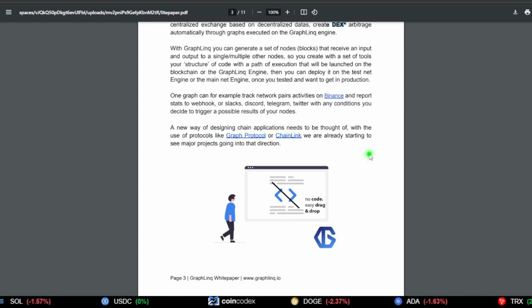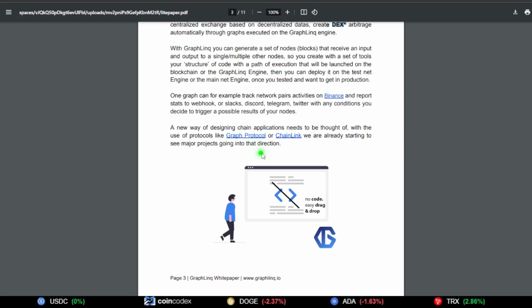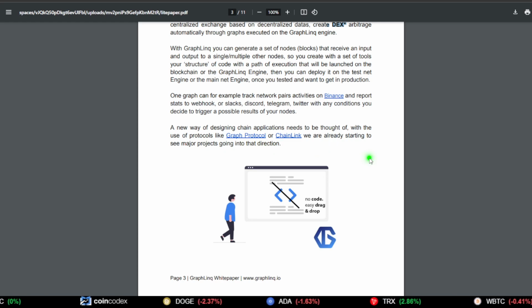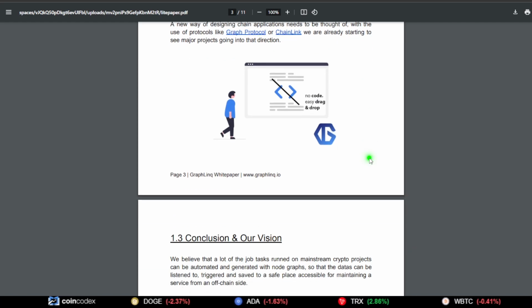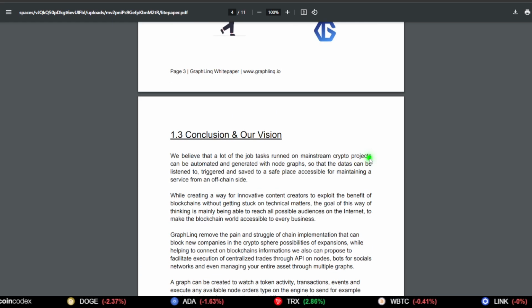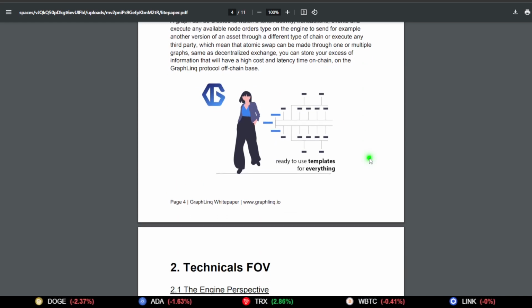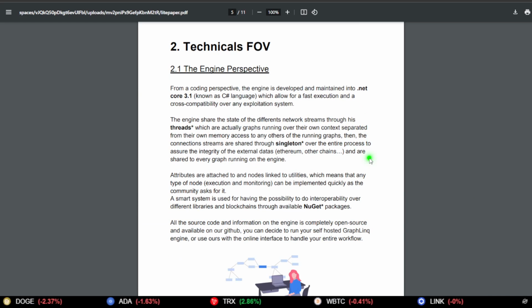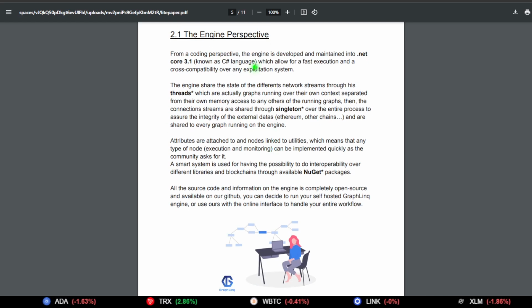So a new way of designing chain application needs to be thought of. With the use of protocols like Graph Protocol or Chainlink, we are already starting to see major projects going into that direction. So the direction of what? Making it easier for applications to be built, possible. And as we keep on going down, this is the technicals, singleton threads. These are C language, known as C language, .NET Core. Okay, so this is the development, the engineering, the engine perspective.